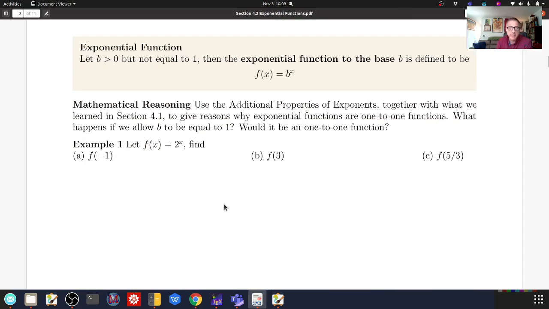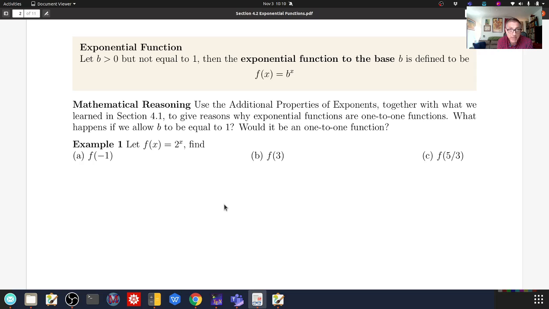So here is the definition of the exponential function. Let b be greater than 0 but not equal to 1. Then the exponential function to the base b, again I've changed the base to b, it's easier to remember, is defined to be f of x equals b to the x.